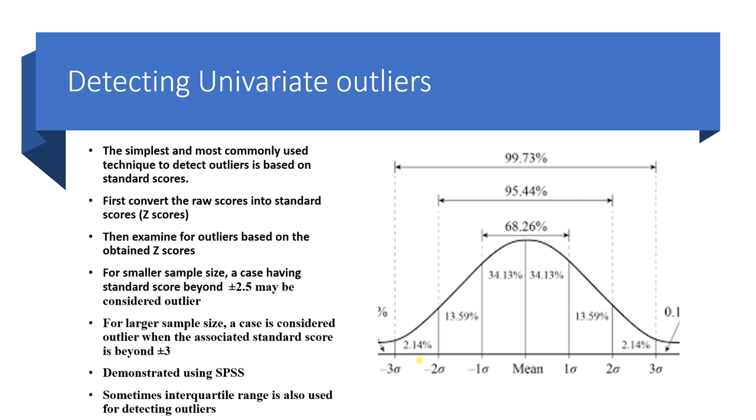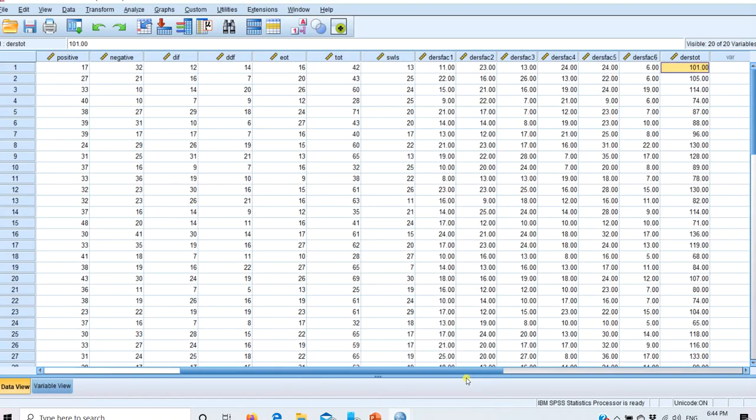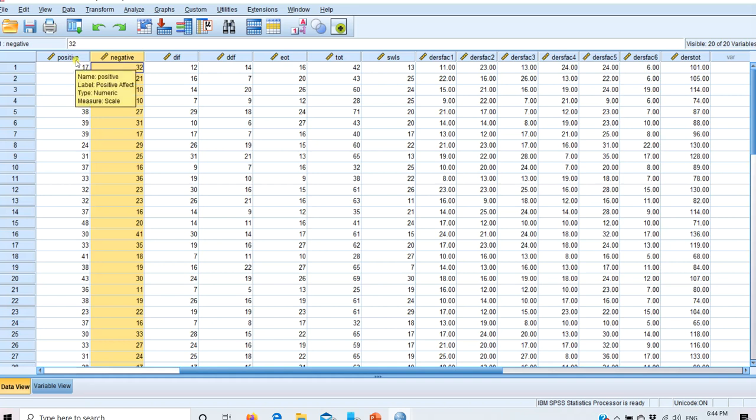Here I will try to demonstrate identifying univariate outliers using an SPSS dataset. I am using this dataset which I have used in my previous lecture also. There are different variables. Suppose there are two variables, positive effect and negative effect, and we want to detect outliers, whether there are any cases having unusual deviant values from the majority of the cases. Then the first step is to convert the positive effect raw scores and negative effect raw scores into Z scores.